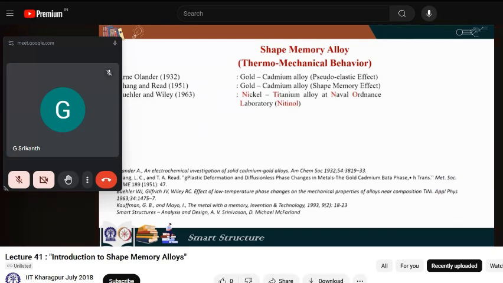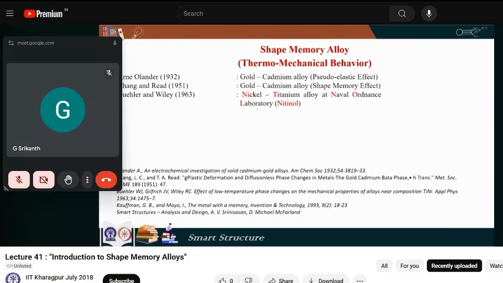The pseudo elastic effect was first found in gold cadmium alloy by Arne Olander in 1932. Then in 1951, Chang and Reed observed the shape memory effect in gold cadmium alloy. After that, in 1963, Buehler and Wiley observed the shape memory effect and pseudoelasticity in nickel titanium alloy called nitinol, and after that tremendous development in this field started taking place.